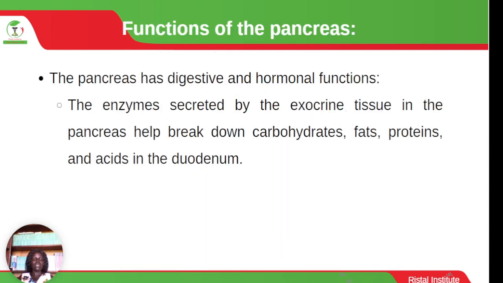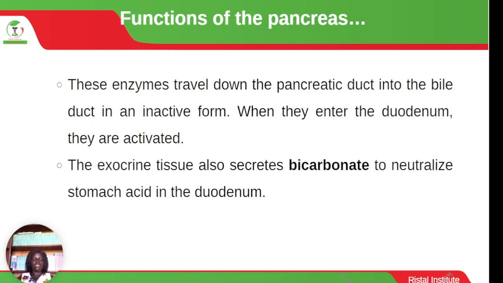Functions of the pancreas. The pancreas has digestive and hormonal functions. The enzymes secreted by the exocrine tissue in the pancreas help to break down carbohydrates, fats, proteins, and acids in the duodenum. These enzymes travel down the pancreatic duct into the bile duct in an inactive form. When they enter the duodenum, they are activated. The exocrine tissue also secretes bicarbonate to neutralize the stomach acid in the duodenum.